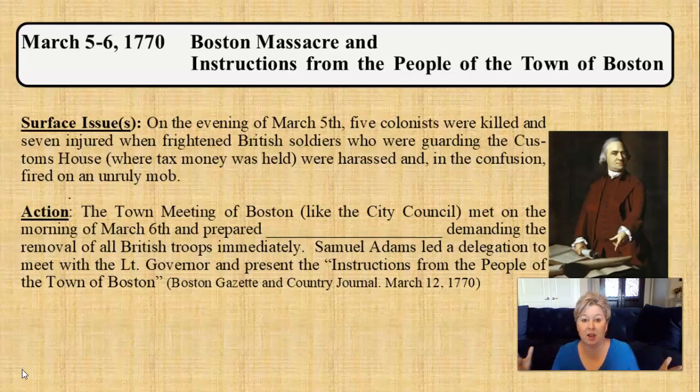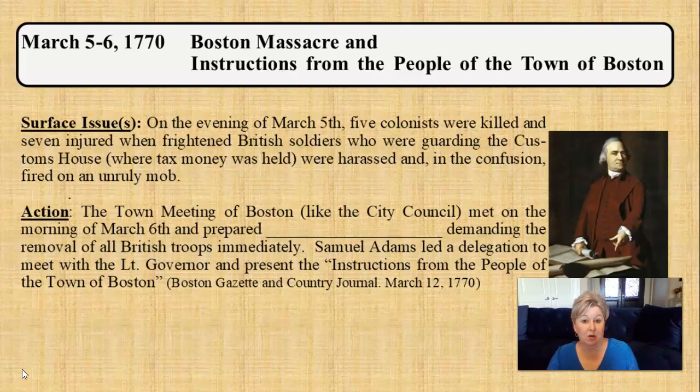And in the midst of the chaos, some soldier heard fire and fired. And when he did, all of his compatriots did. So one single volley, that's all it was. But when the smoke cleared, there were 5 colonists that were dead, unarmed colonists. 7 more were injured. And I'm sorry, all 5 weren't dead immediately, but eventually 5 would die of their wounds, and 7 were injured.